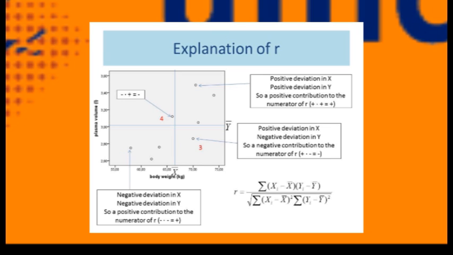For this second man, with relatively low body weight and relatively low plasma volume, we see a negative deviation of the x variable, meaning lower than average, and a negative deviation in the y variable. This individual will also give a positive contribution to the numerator, because negative times negative is positive. For man number 3 and man number 4, the contributions to the numerator are both negative, since negative times positive is negative. By summing up all these cross products, we can see if there is a positive or negative relationship between x and y. The denominator of r is used for standardization. Pearson's r is independent of the units used.